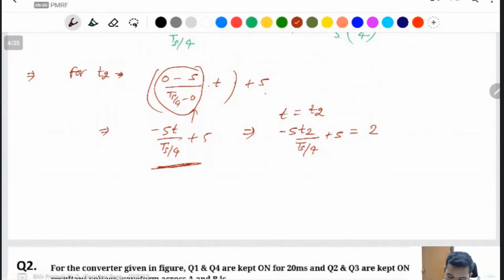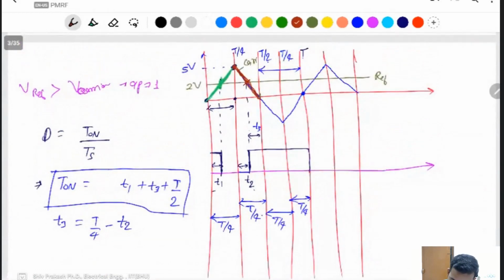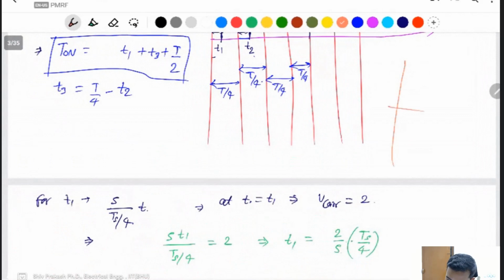Take the total time period for this section. If you want to find this line equation, you need the y-axis divided by the total x-axis. The total x-axis time period is Ts by 4. The axis is shifted by Ts by 4, but take only this section and assume it starts from the origin. That's why you can find the line equation section by section. The time period is Ts by 4, and this one is 5.